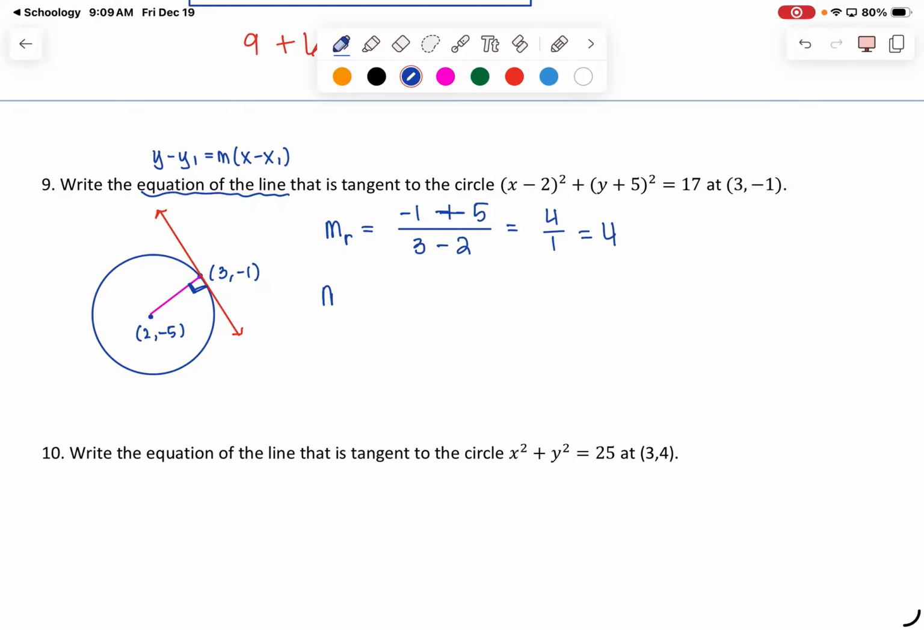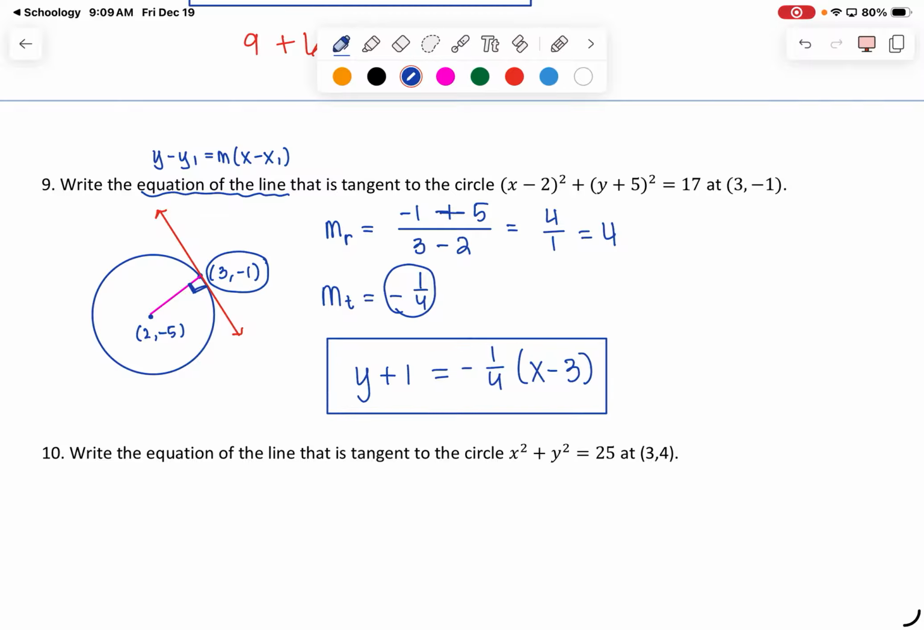If I want the slope of the tangent line, it is perpendicular to that, so I need the opposite reciprocal of 4. The opposite is negative, and the reciprocal of 4 is 1/4. Okay, so now I have enough information to write the equation of the line because I need a point on the line. Make sure you're picking the point on the line and not the center of the circle. This is the point on the line, and I have the slope. So we're going to do y minus y1, which is -1, so that's +1, equals m, which is -1/4, times x minus x1, 3. So there's your equation of your line. This is in point-slope form.